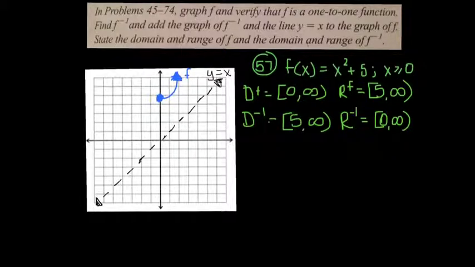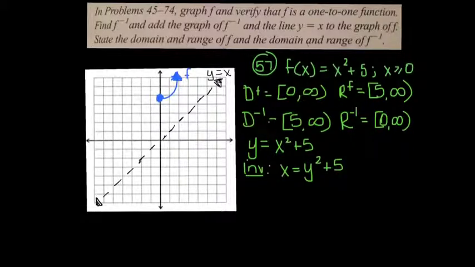Calculating the inverse, my original function was y equals x squared plus 5. So the inverse will be what I get when I switch to get x equals y squared plus 5. To solve for y, I can subtract that 5 from both sides and get x minus 5 equals y squared. I can take the square root. I don't need the plus or minus.